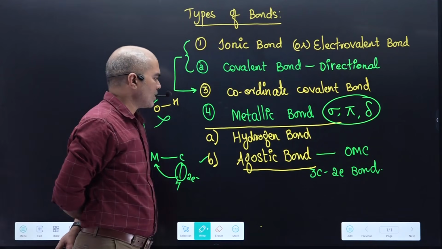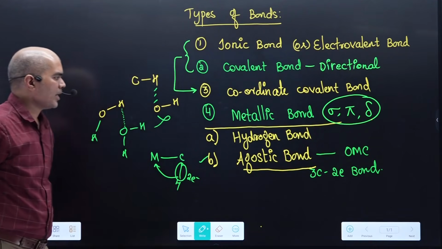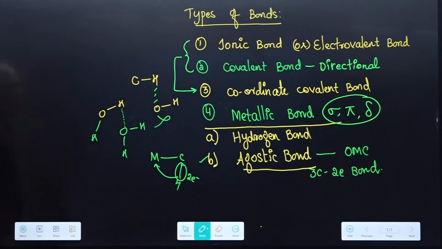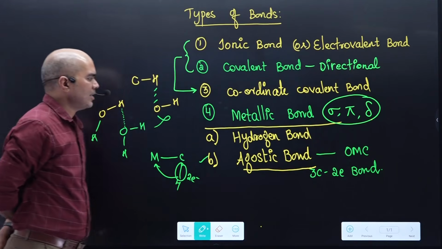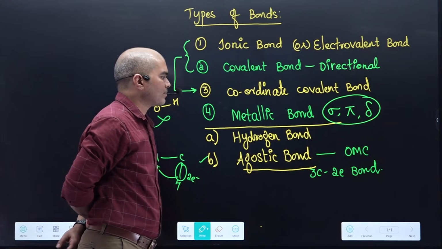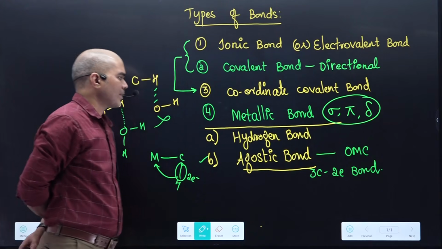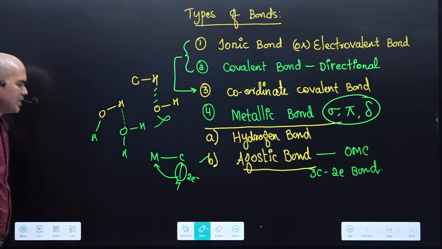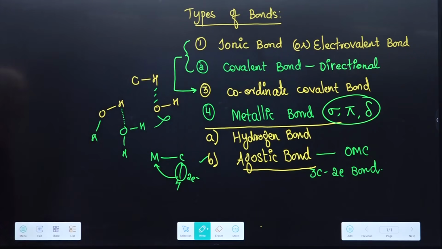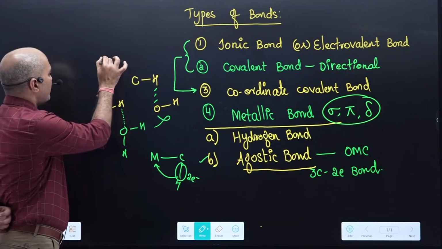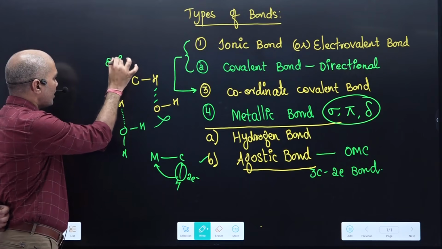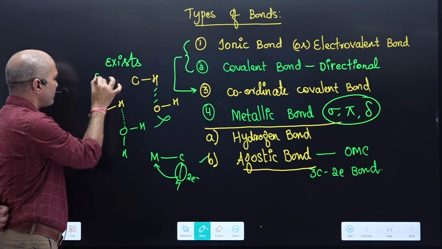Last one, agostic bond. You can write 3-centered. It is a 3-centered 2-electron bond. It exists in organometallic compounds.